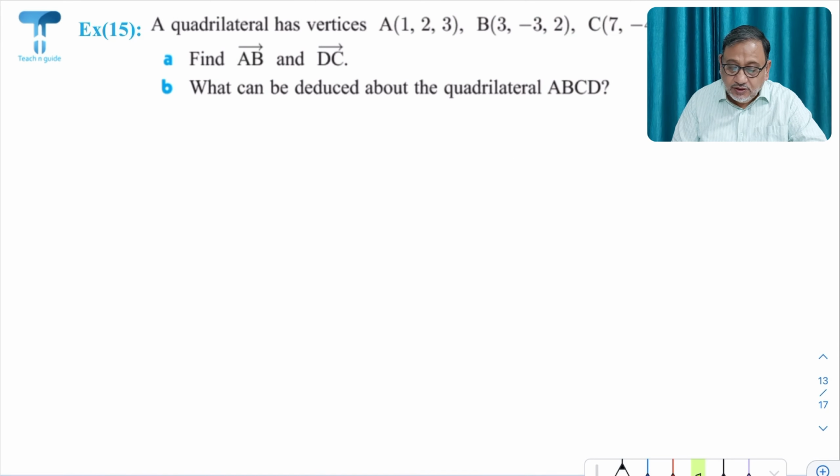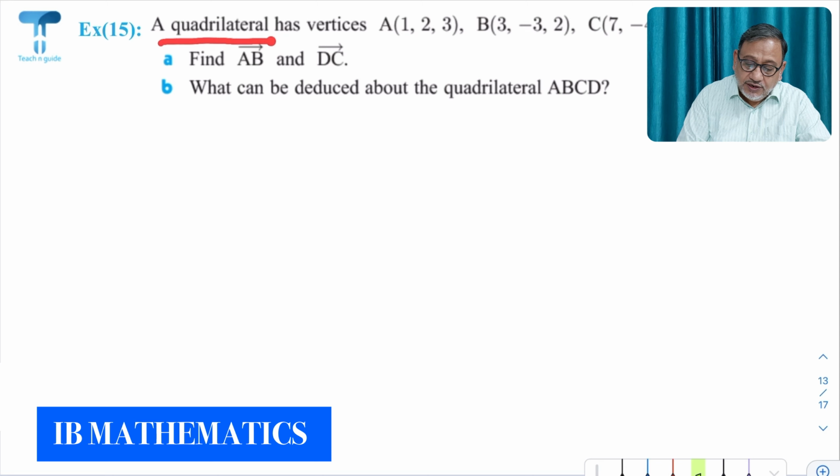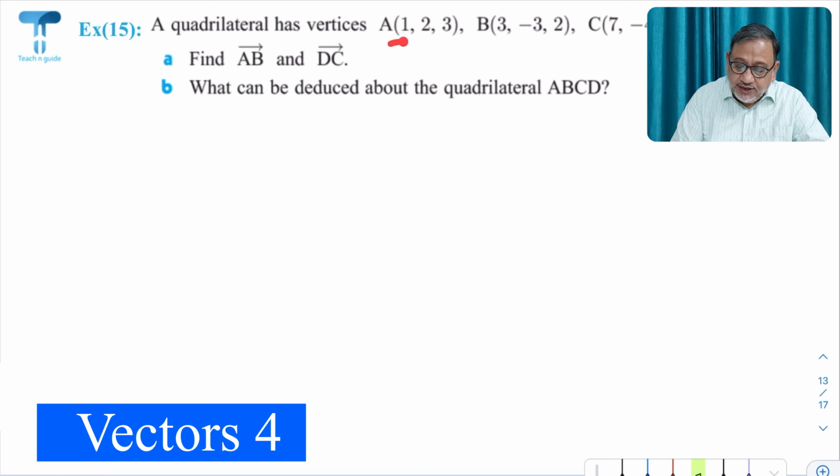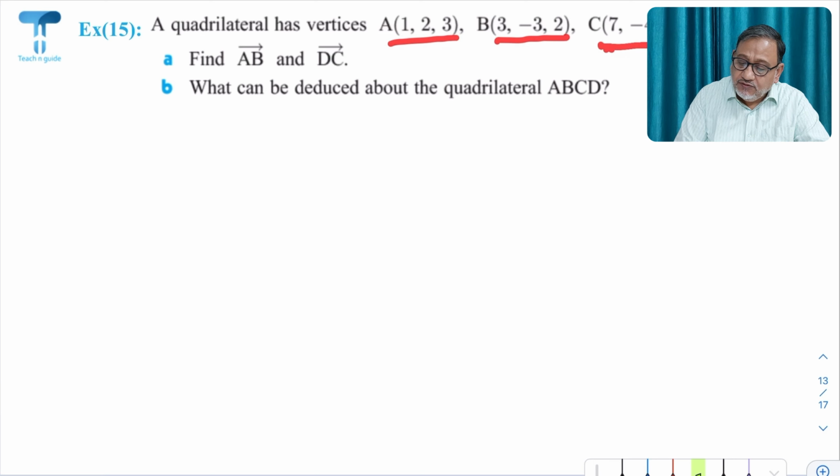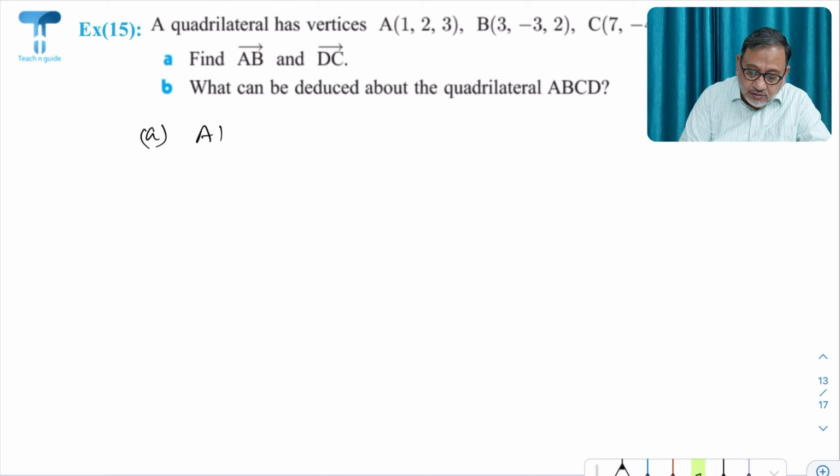Now next question, question number 15, right? Now in this question, what is given? A quadrilateral has vertices A (1, 2, 3), B (3, -3, 2), C (7, -4, 5), and D (5, 1, 6). Find AB, find DC. So we already know how to find AB. So vector AB will be vector OB minus vector OA, right?